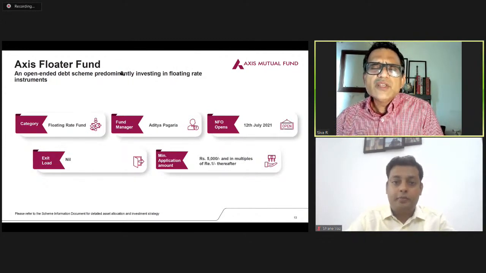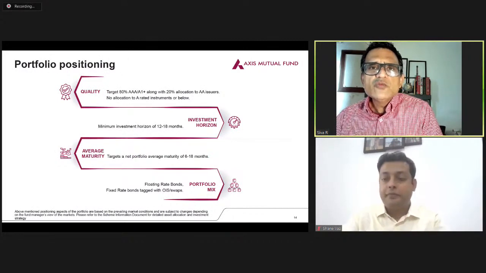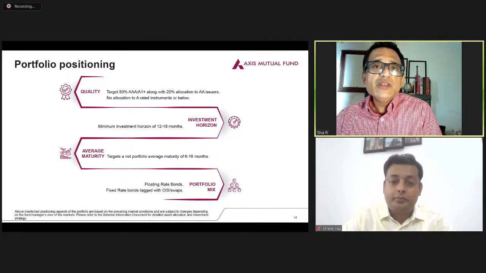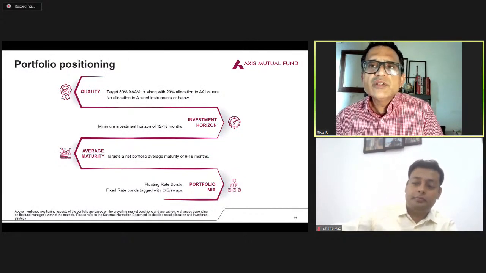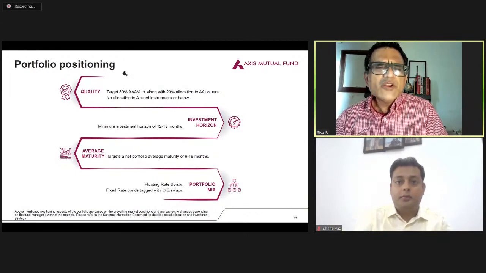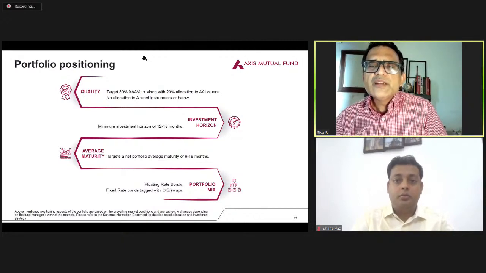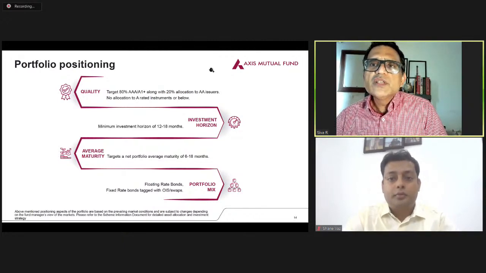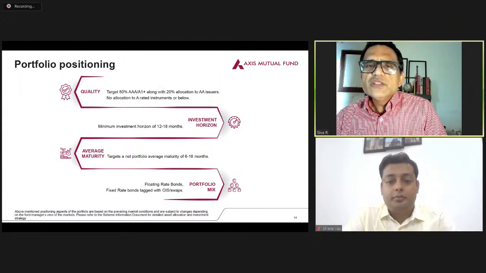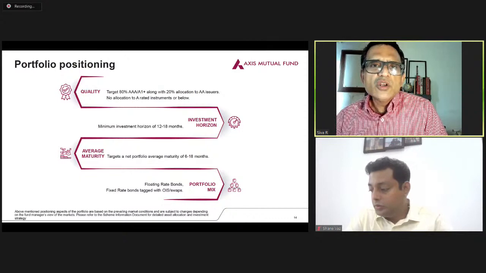Just a quick summary of what we think this should be. As I mentioned before, the portfolio is really biased towards quality. We want to be 80% plus in AAA and equivalent securities, AAA, A1 plus, etc., and up to 20% in AA bonds. We're not really going down the curve, so this is not about single A and triple Bs and so on. Really in AAA and AA, the highest quality issuers. In terms of investment suitability, we think it makes sense for investors who are looking for 12, 18 months or longer.